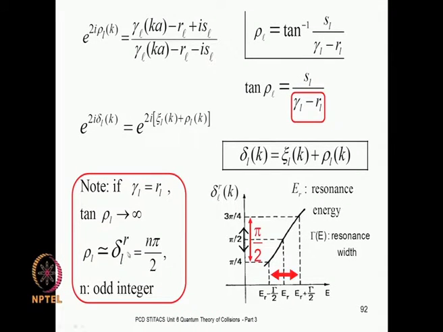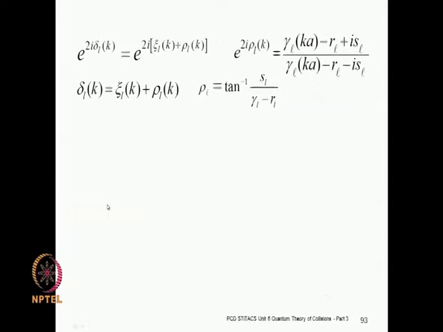Okay. Now, at the resonance, this is the tangent of the second part of the phase shift other than the hard sphere component, right. So, see what happens as gamma L becomes equal to R L. The tangent blows up, okay. The tangent of rho shoots up to infinity, and the angle rho itself will be like pi by 2 or 3 pi by 2 or 5 pi by 2 and so on. So, that is the kind of angular dependence that you get.